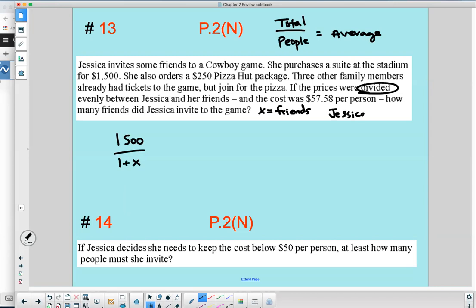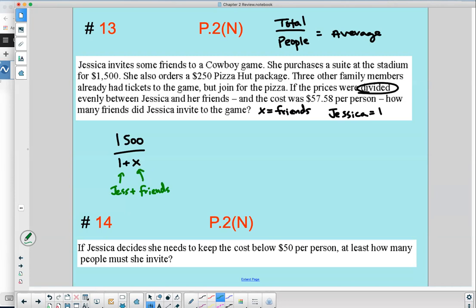Let me write that over here too. She's one person, so it's Jessica plus friends. I should just do it here. Jess, I'm going to abbreviate. Jess plus friends. They pay for that.